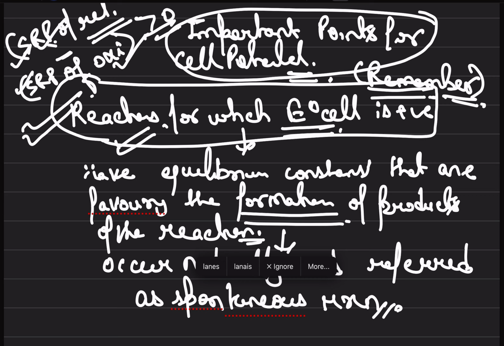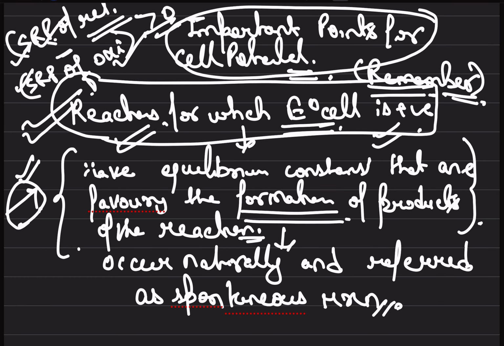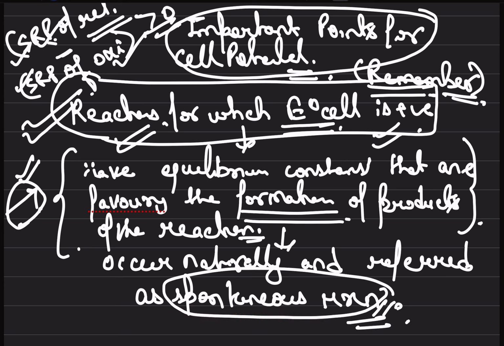So the reactions for which E naught cell is positive have equilibrium constants that favor the formation of products. The reaction will shift in the forward direction, as I told. So it will favor the formation of product, or have a tendency to shift forward. These are the spontaneous reactions, as they favor the formation of product.